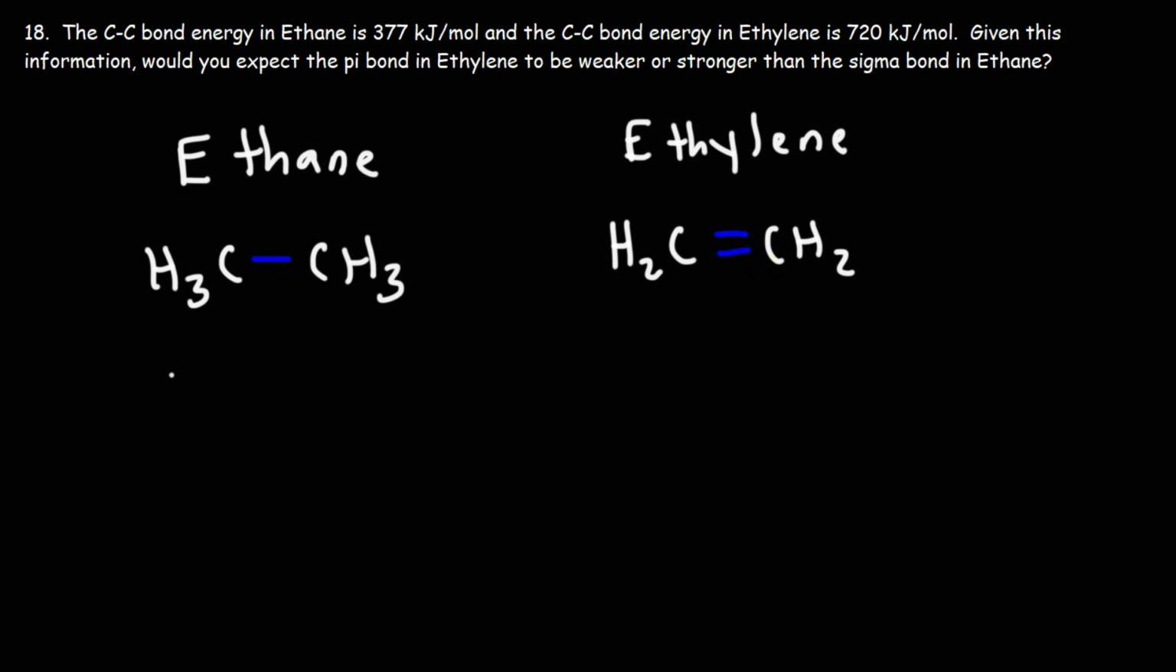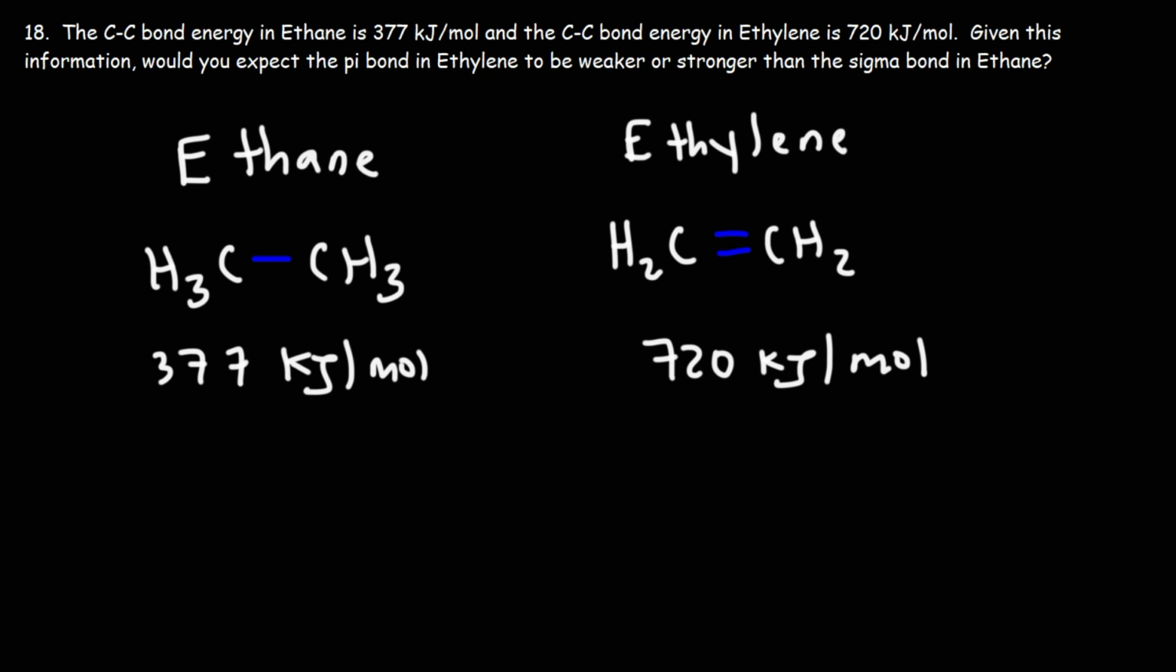Now we know the bond strength for ethane, that is the carbon-carbon bond strength, is 377 kilojoules per mole, and for ethylene it's 720 kilojoules per mole. Now the type of bond that we have, the CC bond, that's a sigma bond. Now the 720 corresponds to two bonds. The double bond contains one sigma and one pi.